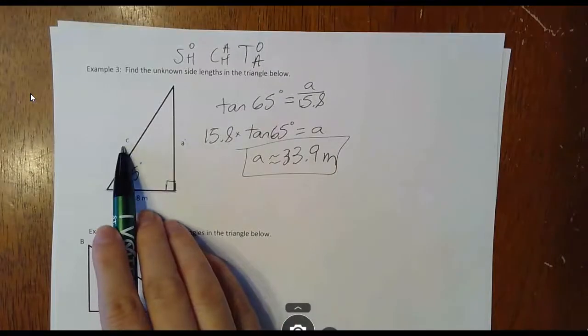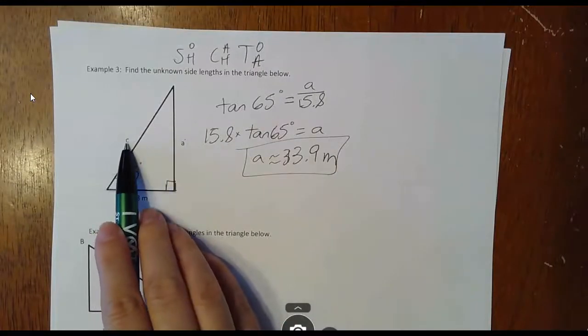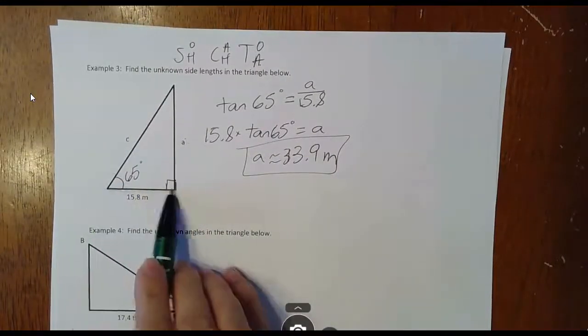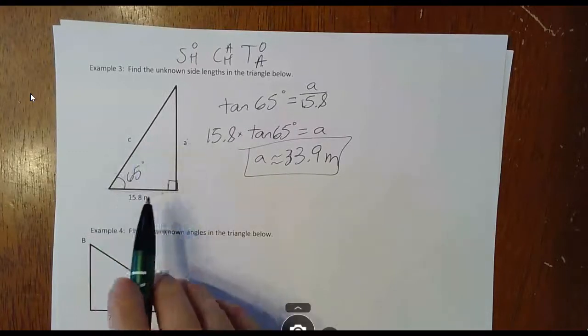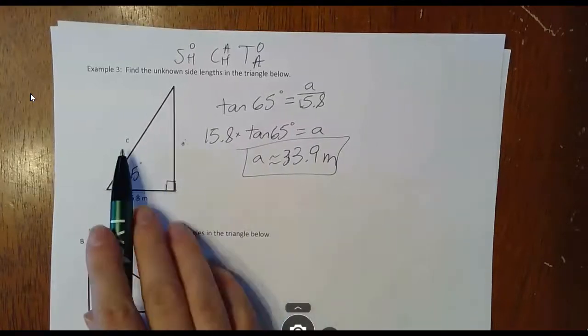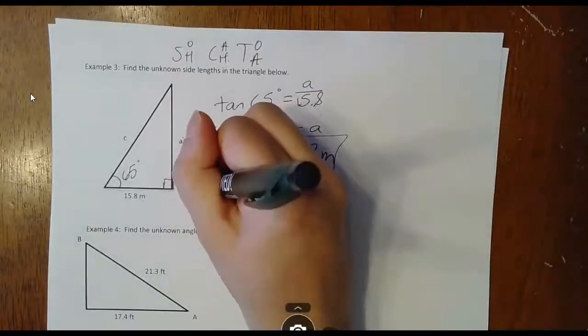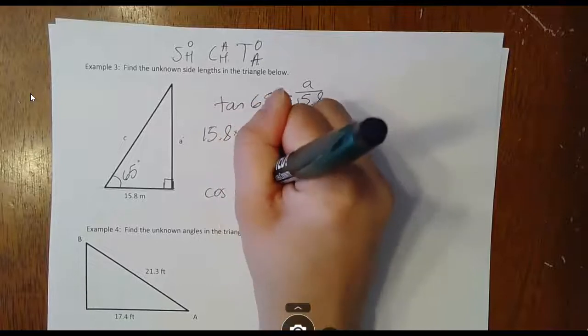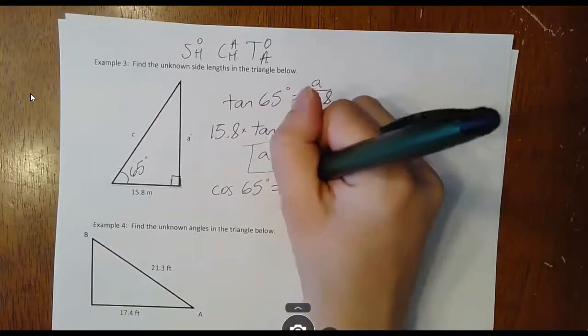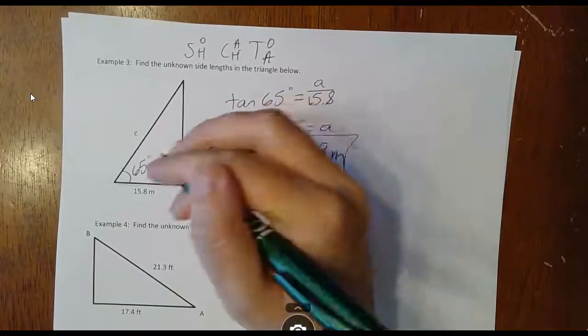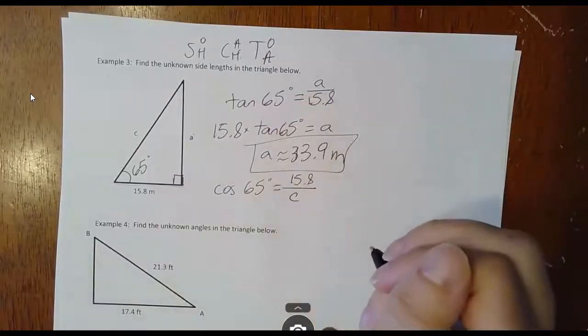If I want to solve for the side length c, that's the hypotenuse, and again we have the adjacent side. And so if I look at my ratios, which one has adjacent and hypotenuse? That would be this cosine ratio. So cosine of 65 degrees equals adjacent, which is 15.8, over the hypotenuse, which is the little c here.